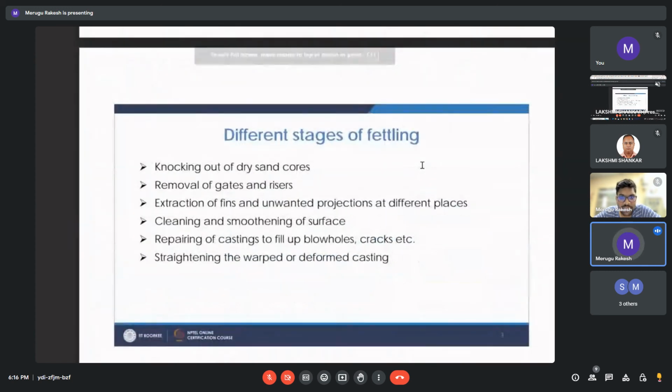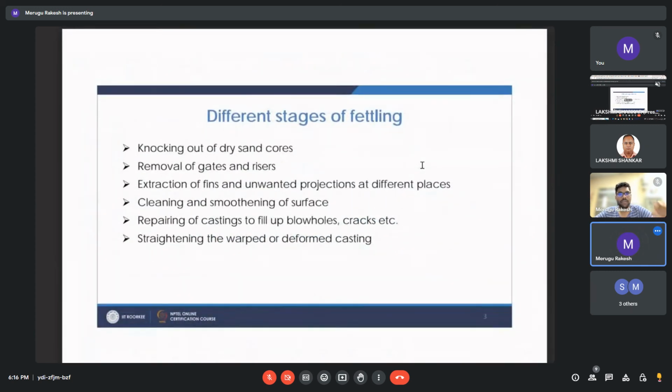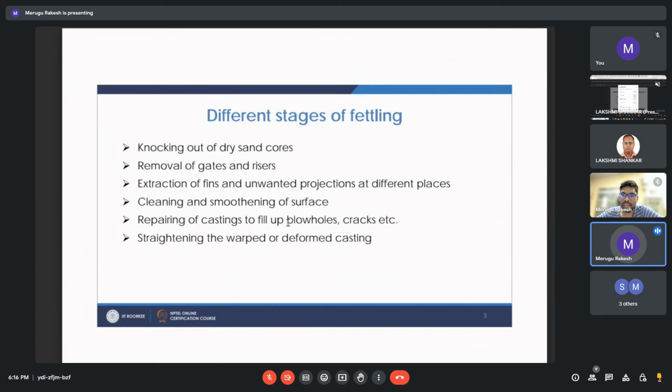So I'm discussing these different stages in fettling. I have discussed knocking, then removal of gates and risers, then extraction of fins and unwanted projections. Then comes the cleaning and smoothing of the surface. We will be discussing in further slides what we mean by cleaning and smoothing as well. Then we follow up by repairing of the castings.